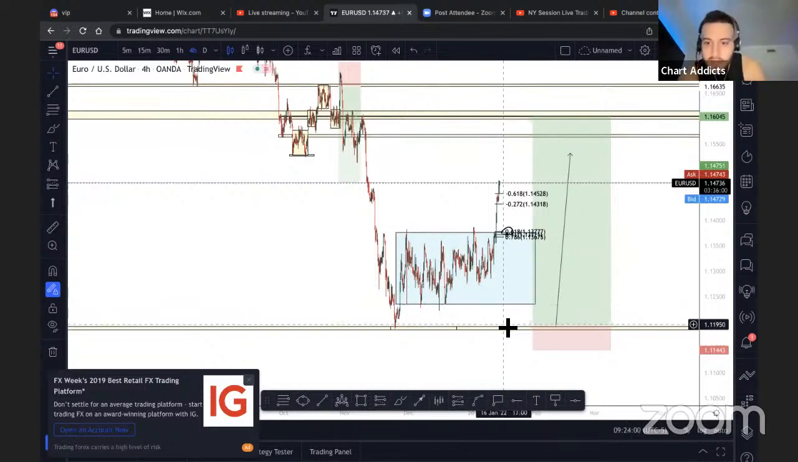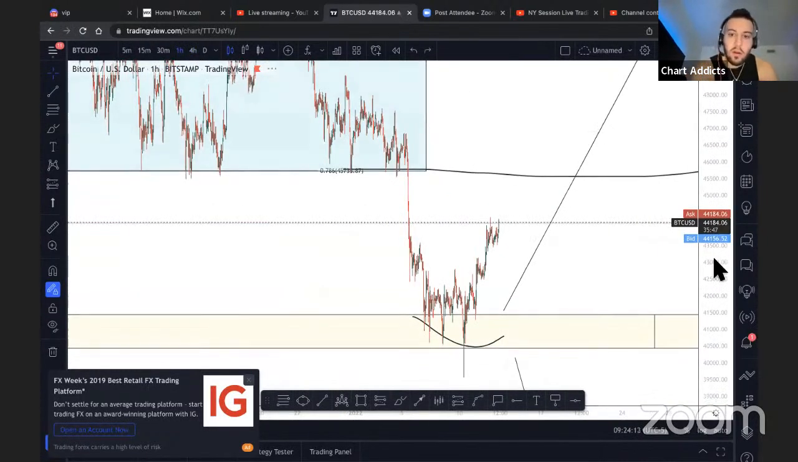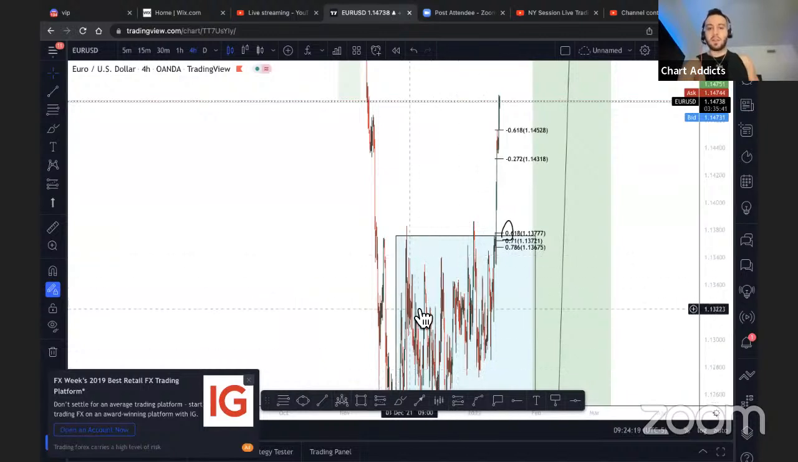My buy limit was sitting down here. I was expecting a double bottom off the daily zone so we could get a good risk and reward trade. That never happened. Price just ended up breaking to the upside. If you guys did want to take this position, you would look at the previous highs of this consolidation. Let me go to the 4-hour. Previous highs of this consolidation.